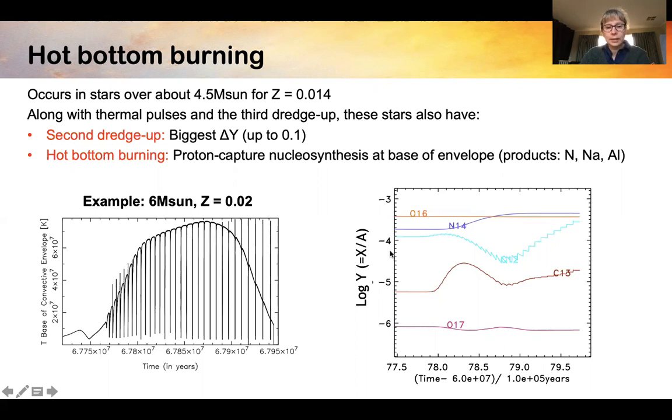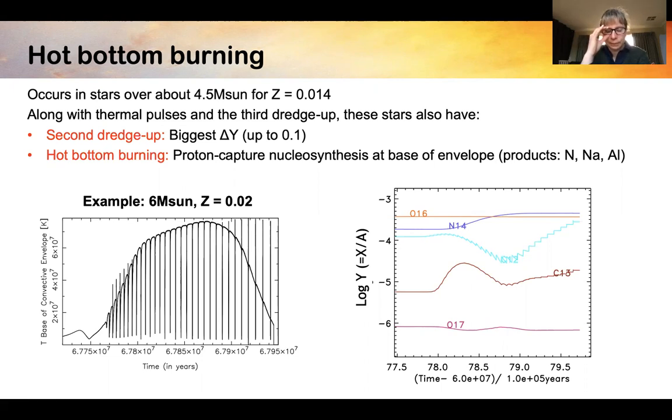On the right-hand side, I'm showing as a function of scaled time. I think I scaled it to maybe second dredge-up, doesn't really matter, where we can see the log of abundance, in terms of abundance by number, for some CNO nuclei. And in this 6 solar mass model, you can see oxygen is unchanged, nitrogen is going up, and carbon-12 and carbon-13 are close to equilibrium.